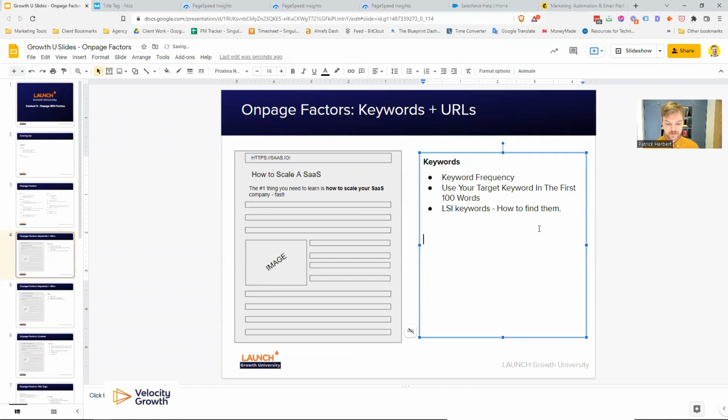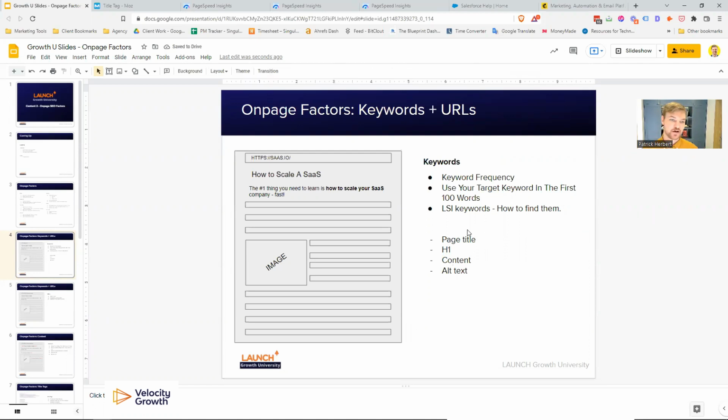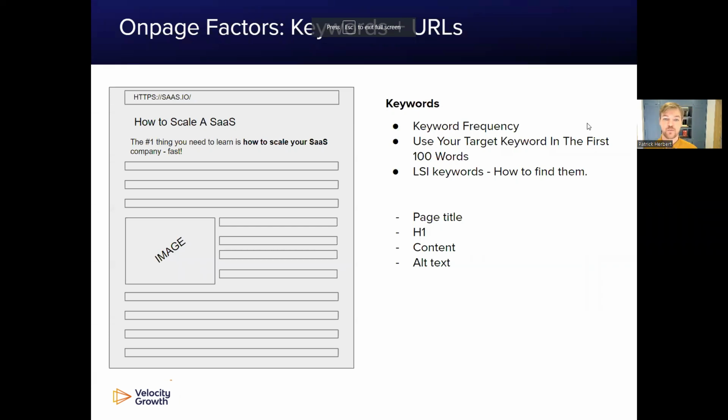So they should be in your page title, which we'll cover in a minute. They should be in your H1. They should be in your content. And they probably should be somewhere in the alt text of an image, so you need to think about that as well. So those are the main places that we're going to have it. Now we cover all of these in a minute, so don't worry too much if you're not aware of all these spots. We'll get into that.